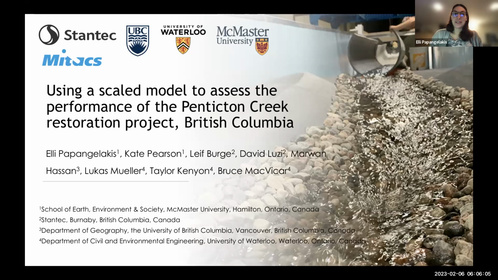Sure. Okay. So today I'm going to talk about a project that is currently still ongoing. It has been ongoing for a little bit of time. It's all about using a scaled model to assess the performance of the Penticton Creek Restoration Project, which is a project in British Columbia, Canada.